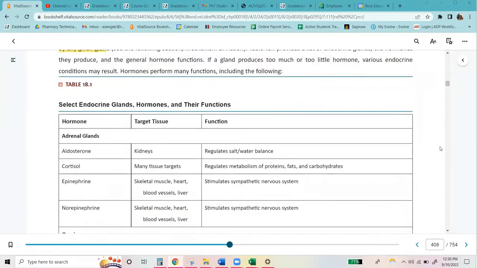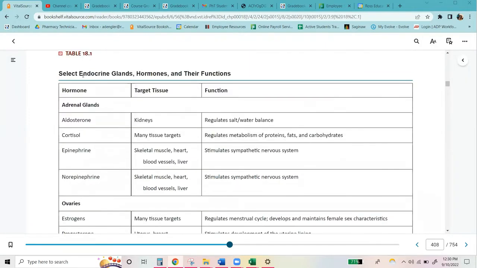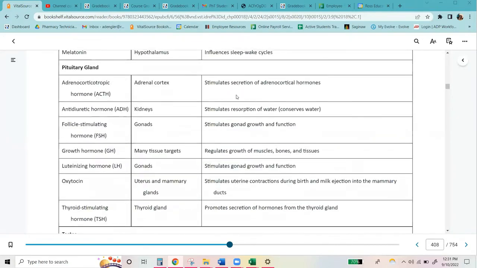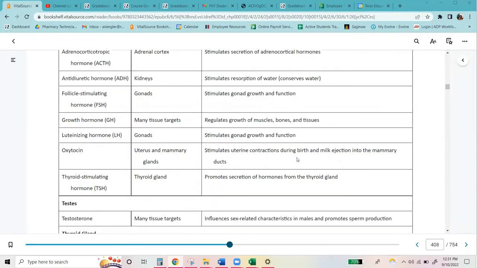And table 18.1 has select endocrine glands, their hormones, and their functions. So here are the hormones and target tissues, and then the function. Oxytocin is something that a lot of you might know about. It is used to stimulate uterine contractions during birth and milk ejection into the mammary ducts.